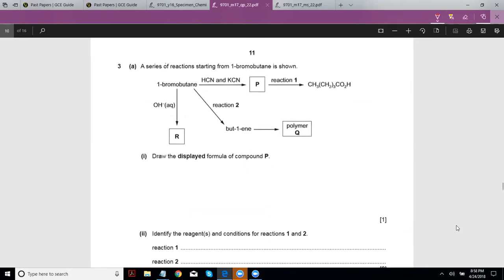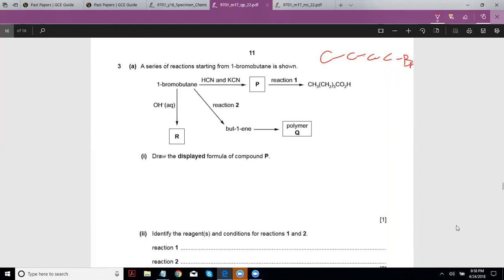We have our organic question, a series of reactions starting from 1-bromobutane. And what does 1-bromobutane look like? C, C, C, C, and Br, right? And you just attach H as needed. So yeah, draw the displayed formula of compound P.